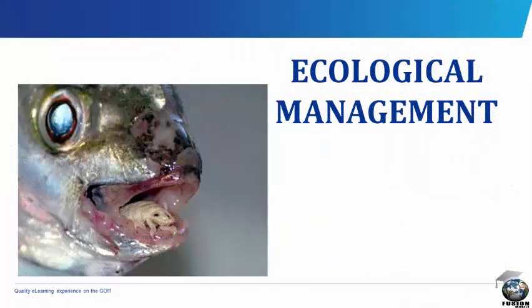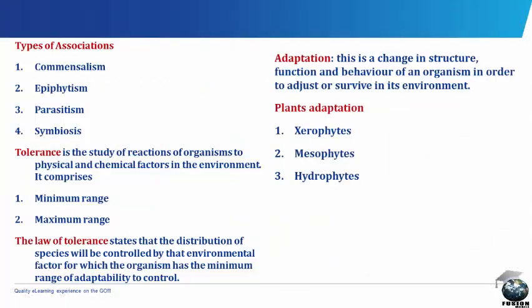Ecological management. Living organisms establish different living associations with others in order to obtain food or protection. Some of these living associations are beneficial to one or both organisms in the relationship. Each exhibits the quality of tolerance and possesses certain adaptive features for survival.